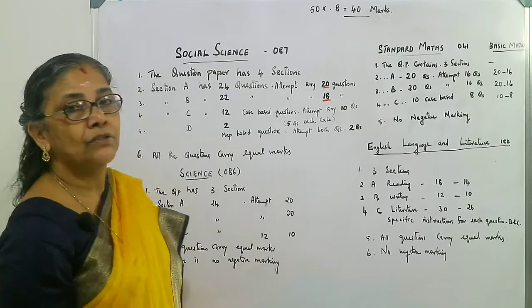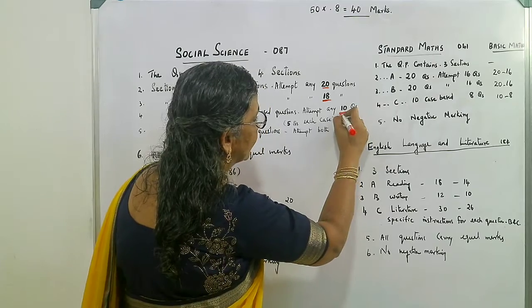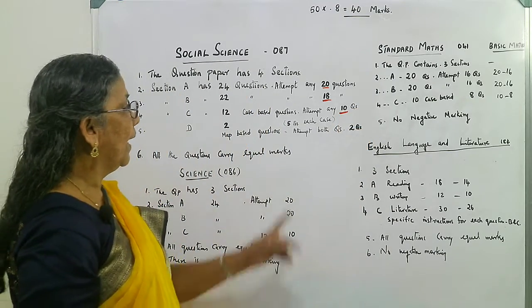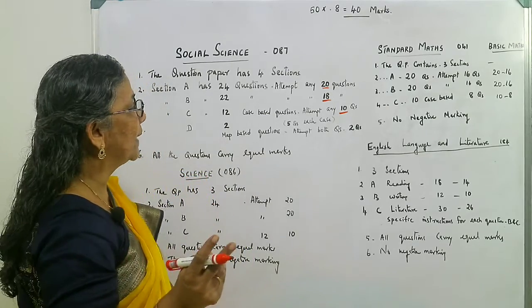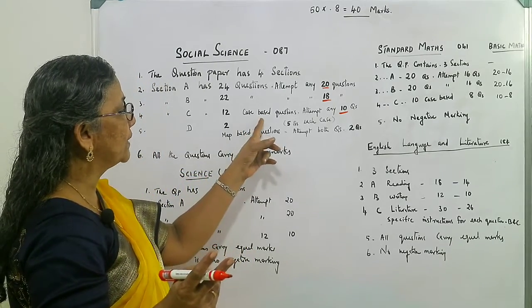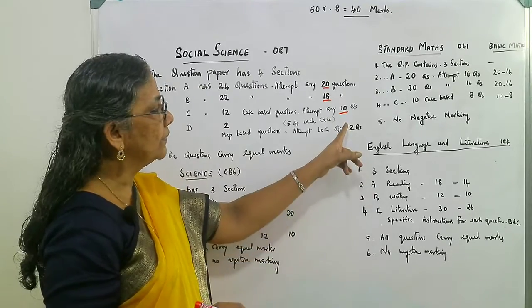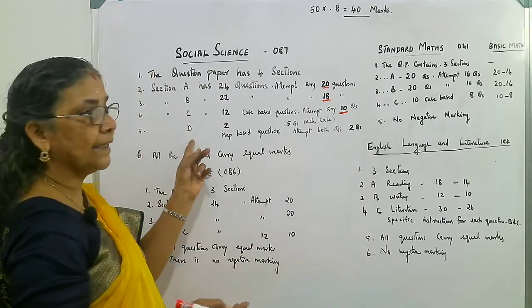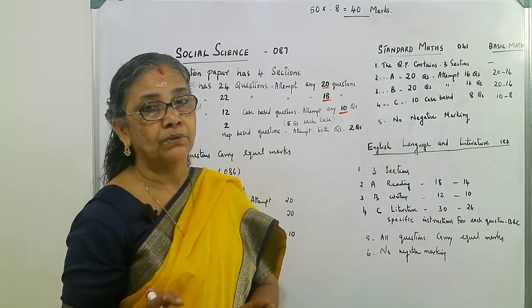Then section C, 12 questions. Among the 12 questions, you have to attempt 10 questions. These 12 questions are case-based. 2 cases will be given, and from the 2 case-based questions, you select 5 each. That is how 10 questions. Then section D is map-based questions, and you attempt both the questions.